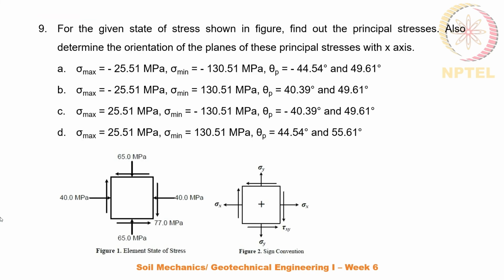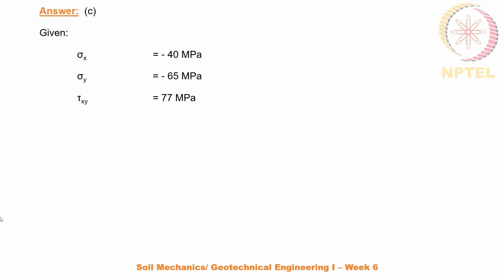Now, why we have taken this negative and positive is because of the given sign convention. When we see the given sign convention, that is the positive sign convention, only shear stress is in the positive direction in the given question, that is 77. Both the other values, sigma x and sigma y, are in the opposite direction or the negative. So we have sigma x as minus 40 megapascal, sigma y as minus 65 megapascal, and tau xy as 77 megapascal.